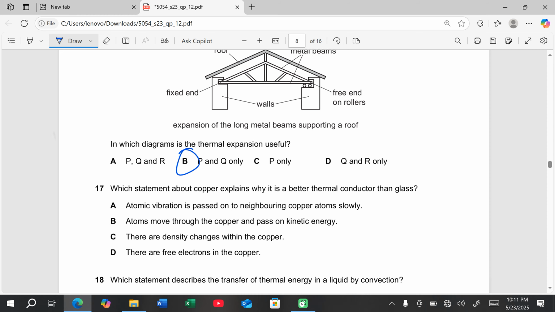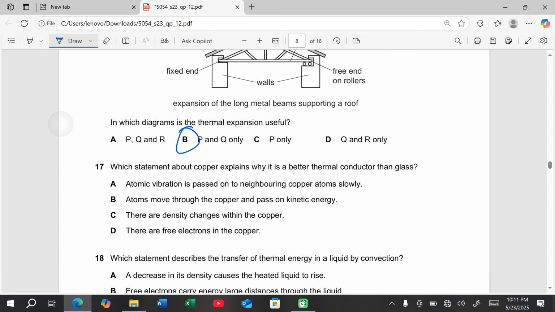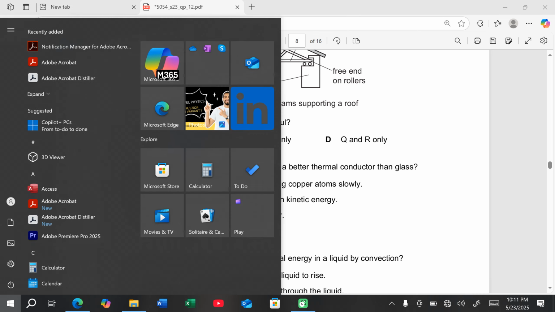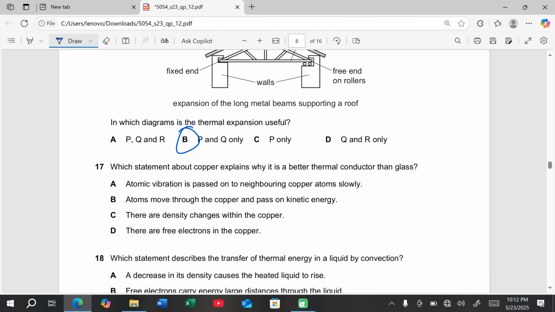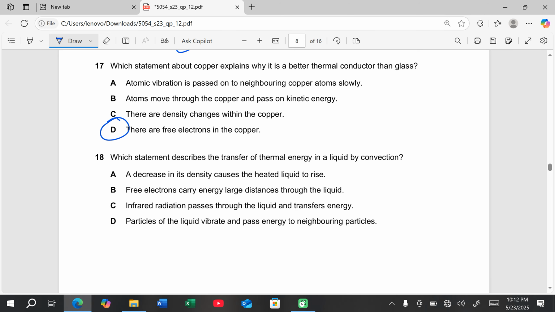Which statement about copper explains why it is a better thermal conductor than glass? Atomic vibration is passed on to the neighboring copper atom slowly. Oh no, that's wrong. Atoms move through the copper and pass on kinetic energy. Their density changes with the copper. They're free electrons. This is the reason. Glass does not have free electrons, but copper has free electrons. That's why it's a better thermal conductor.